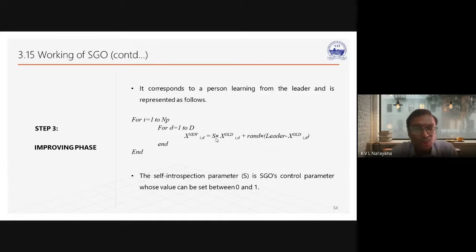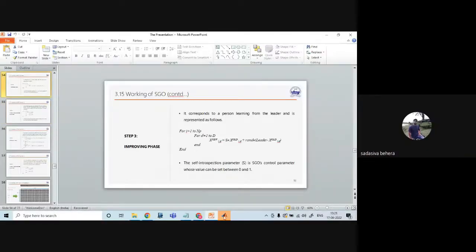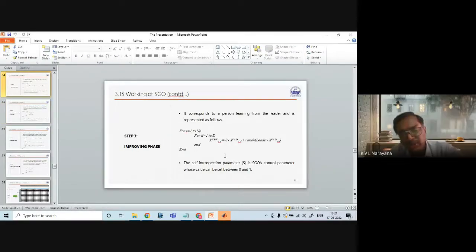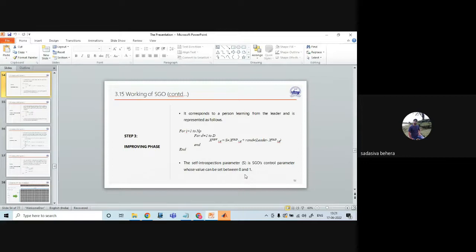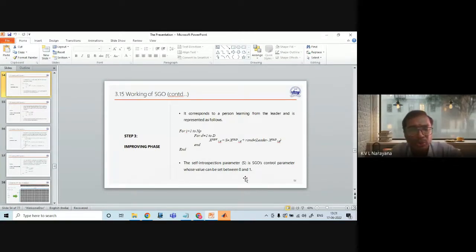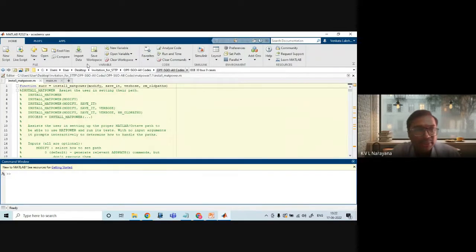S should not be 0. If S equals 0, the position would be 0. That's why the value of S is to be selected in such a way that the solution is better. That means we cannot just say 0 to 1. The proposer mentioned it should be between 0 and 1, but empirically he has given the value as 0.2. So you can mention that for 0.2, this particular algorithm gives the better solution.